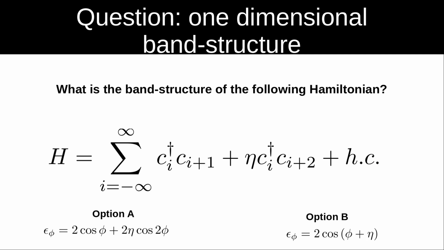And the way one can simply compute this is by using exactly the same trick as we did before. This Hamiltonian has exactly the same symmetry as our original Hamiltonian, which is translational symmetry. So we know that the eigenstates are going to be exactly the same. Even though the Hamiltonian is different, the eigenstates are the same. And so we can do the very same trick as before, and by doing it, we will see the dispersion relation. You can do it on paper, and after doing it, you will see that the correct option is option number A. So we essentially have 2 times the cosine of phi plus 2 times eta cosine of 2 phi.